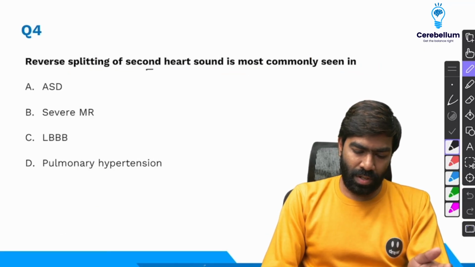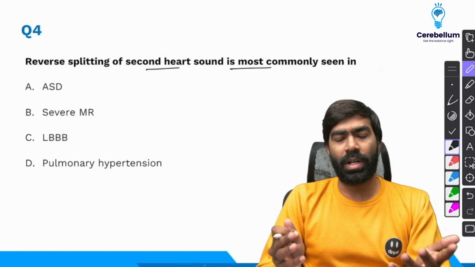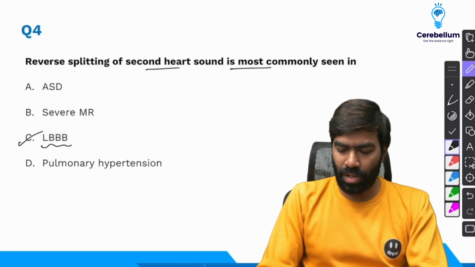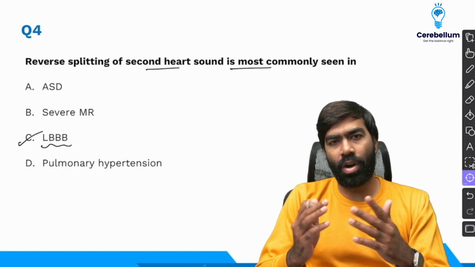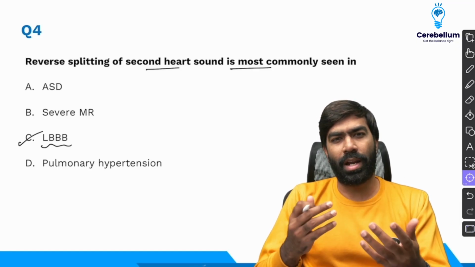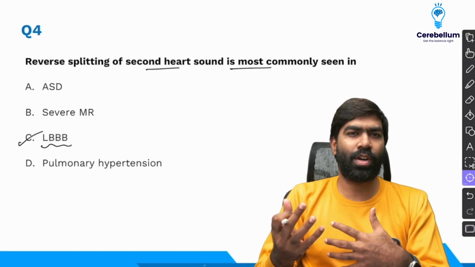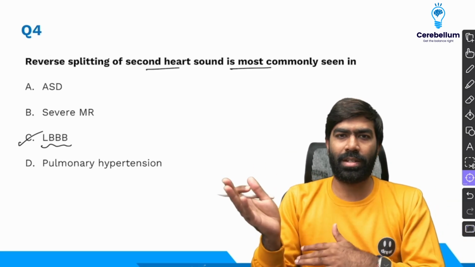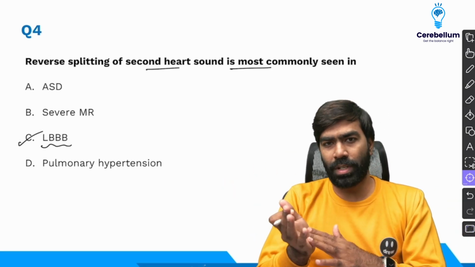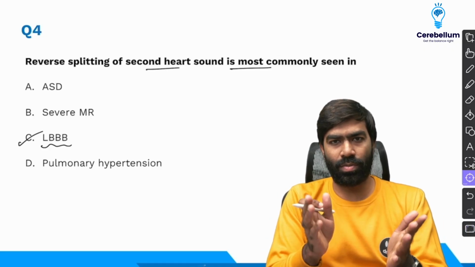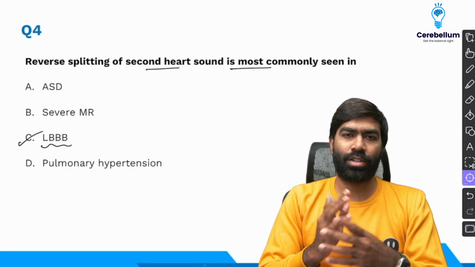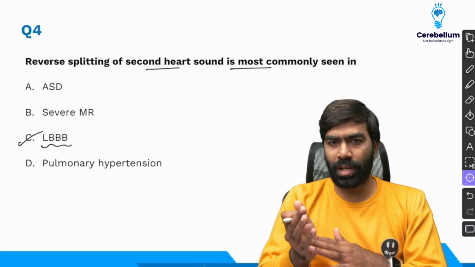Coming to the fourth question: reverse splitting of the second heart sound is most commonly seen in which of the following conditions? The right answer is left bundle branch block. In left bundle branch block, the LV contraction is slow and the completion of LV contraction takes a lot of time. So the A2 is going to close very late and can go beyond P2, and that P2A2 sequence of splitting is what we call reverse splitting of the second heart sound, otherwise called paradoxical splitting of the second heart sound.